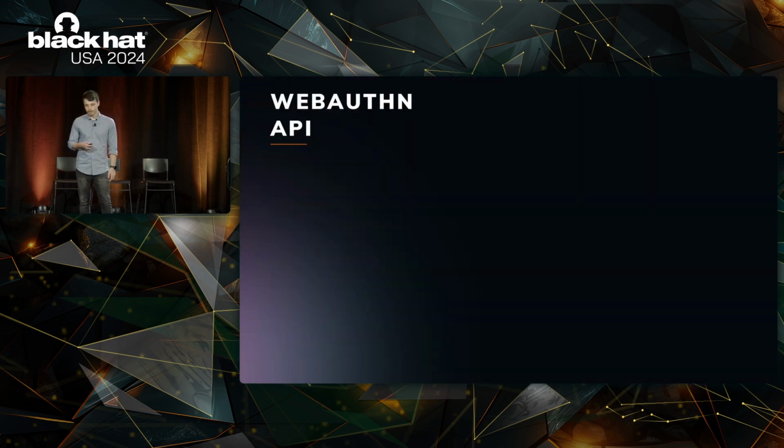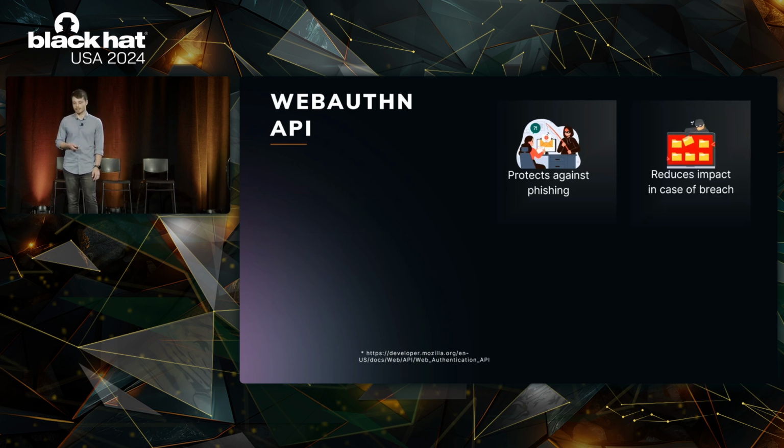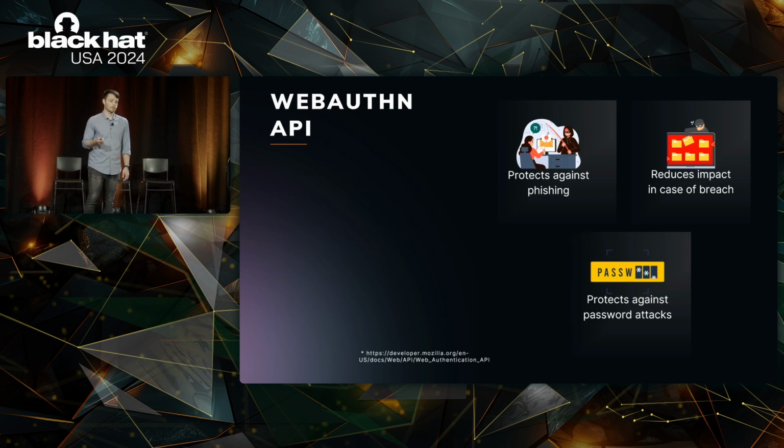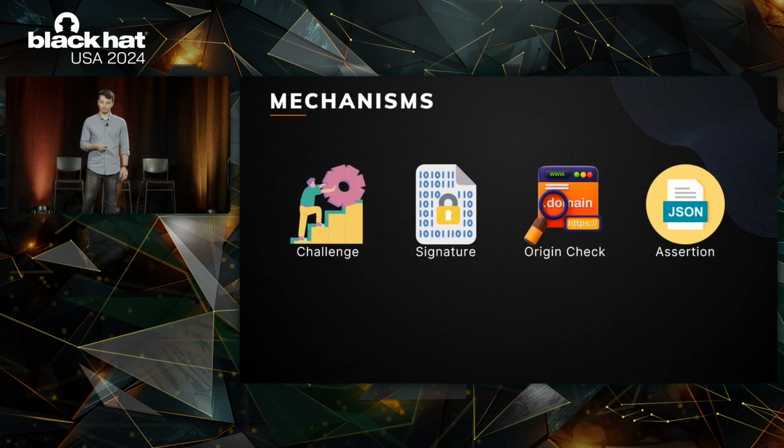Now, I said a few times the WebAuthn API. Let's talk about it. So the WebAuthn API is supposed to protect you against phishing. It's supposed to reduce the impact in the case of a breach. And it's supposed to protect against password-based attacks. It does so by enabling the use of strong and scoped credentials, which are public and private key-based.